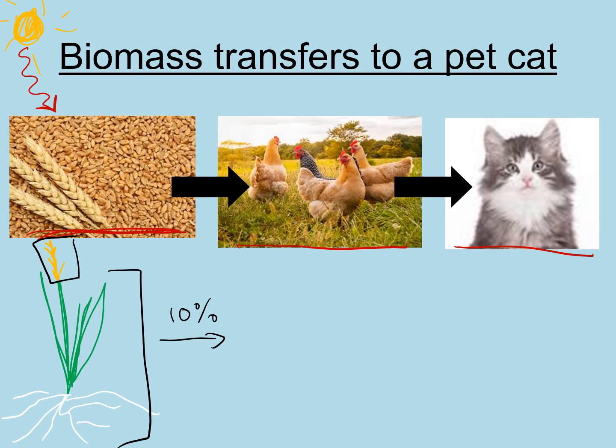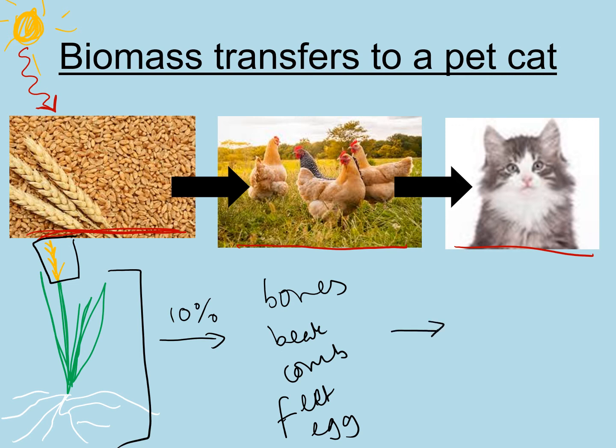But the cat isn't going to eat the bones. It's not going to eat the beak. It's not going to eat the comb, the red part on the top of its head, or any of these bits. It's not going to eat the feet, and it's not going to eat the eggs. I mean, we could eat the eggs if we wanted to. That's all very good, but essentially the eggs that the chicken produce in terms of this food chain are wasted energy. Okay, so out of all the energy that the chickens consume from the wheat, only 10% is going to go up to the cat.